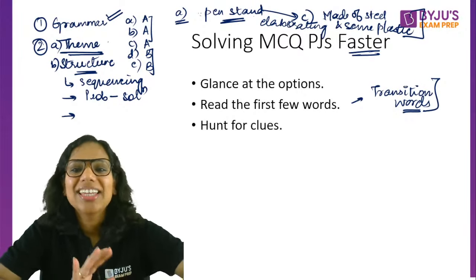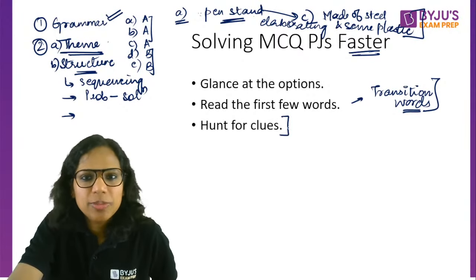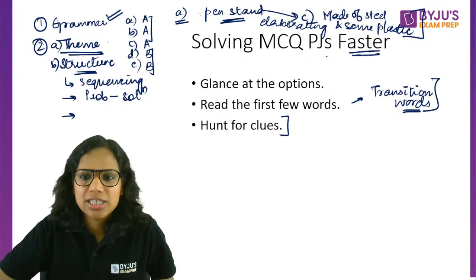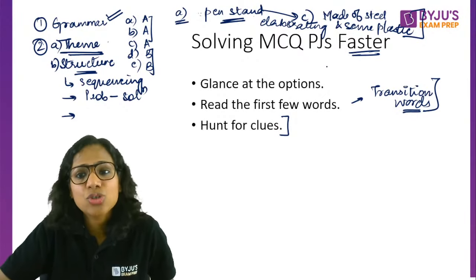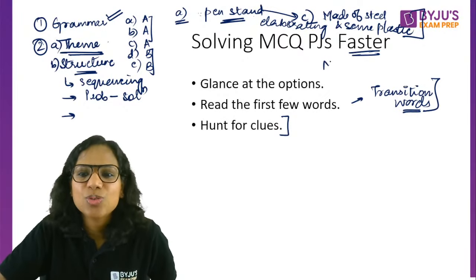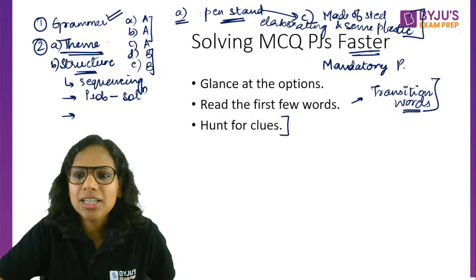Good afternoon. Now, after you've hunted for clues, of course, you'll begin linking the various sentences. Let's say you've linked two sentences, and you think that these two belong together, right? Nothing can come in between them. Then that's what we call a mandatory pair.